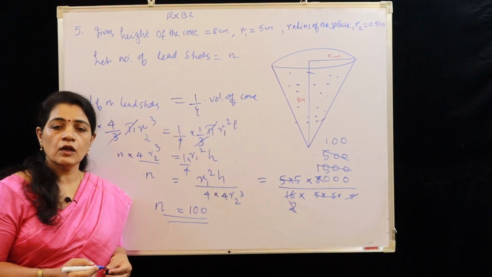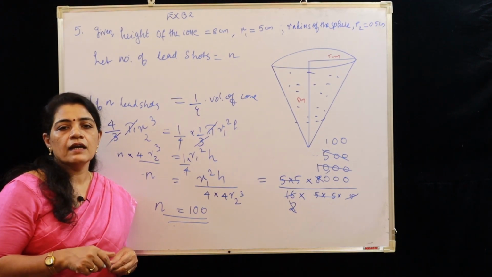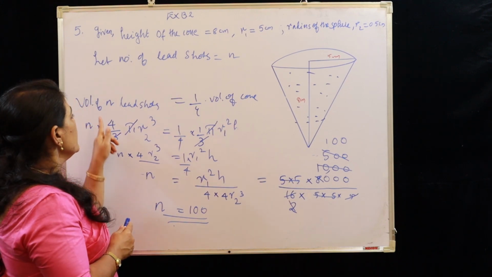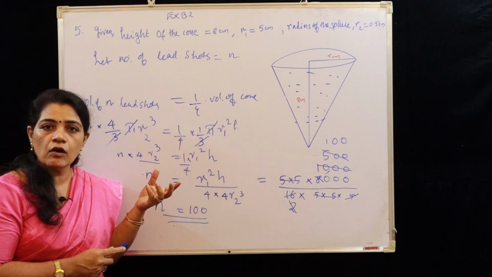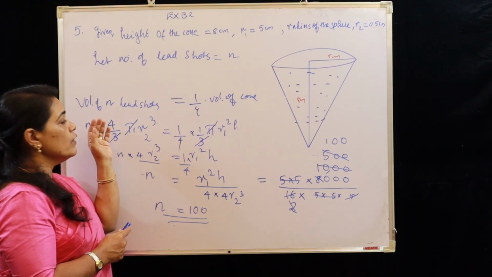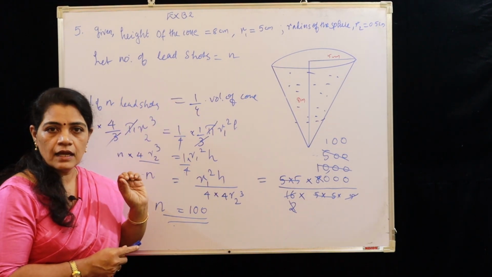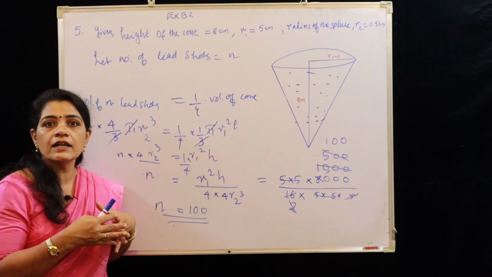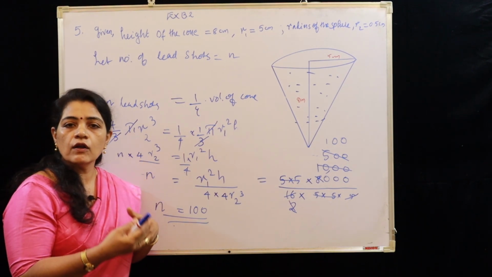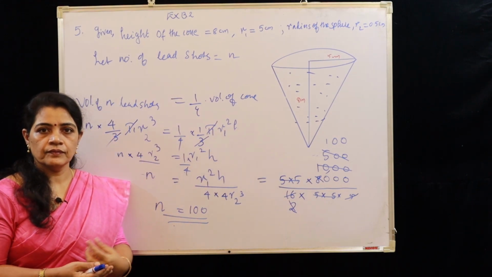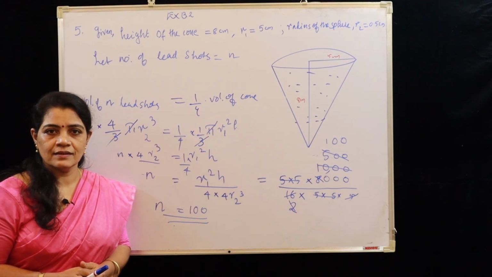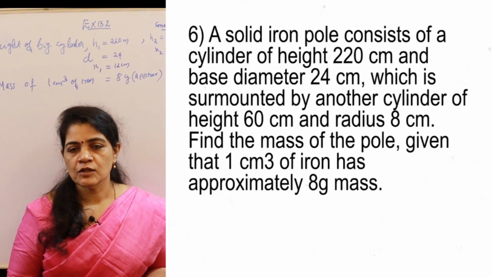Is it clear, children? The only difficult area is we have to formulate this equation, this step. That can be easily formed. Why? Because the number of lead shots we have taken as n. So the volume of n lead shots is equal to 1/4 of volume of the cone. Then substitute. Okay? Yes.